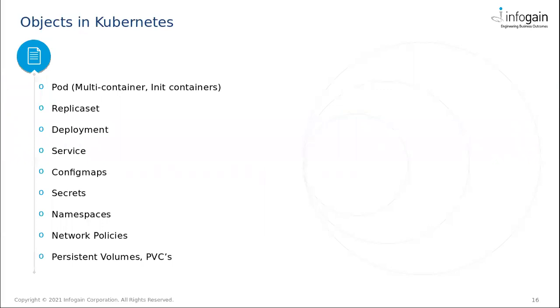So this is the hierarchy. Your deployment will create a replica set, and that replica set will create a pod. I'm going to repeat again: your deployment will create a replica set, and your replica set will create a pod. Now, why is this hierarchy?